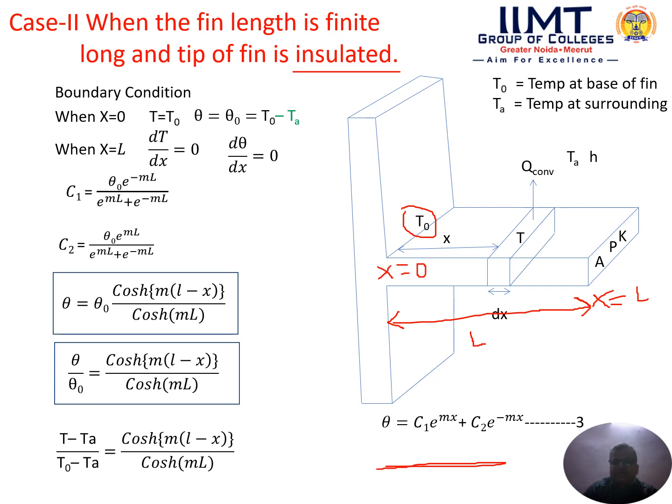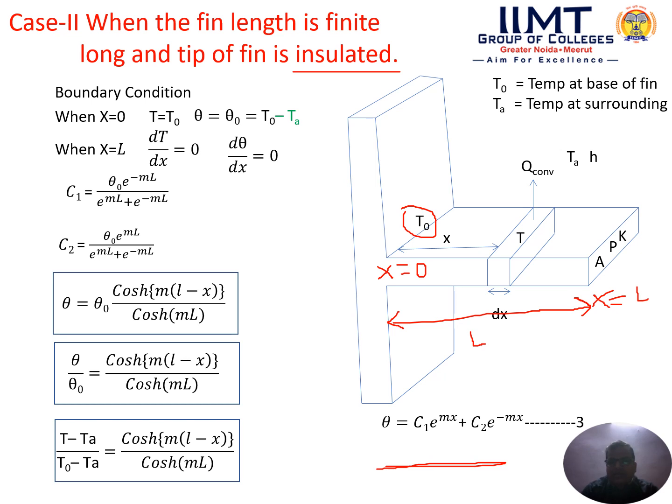We know theta is equal to T minus T a and theta naught is equal to T naught minus T a, so that can be written accordingly. This is the simple expression for the temperature distribution equation when the length of the fin is finite and the tip is insulated. Clear? Similarly, we can find the heat transfer rate from the fin.